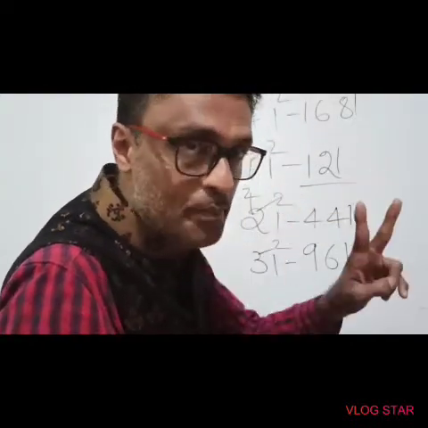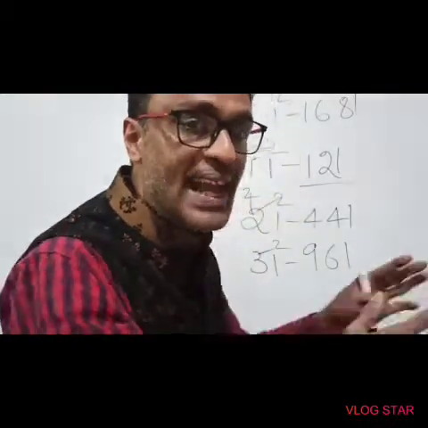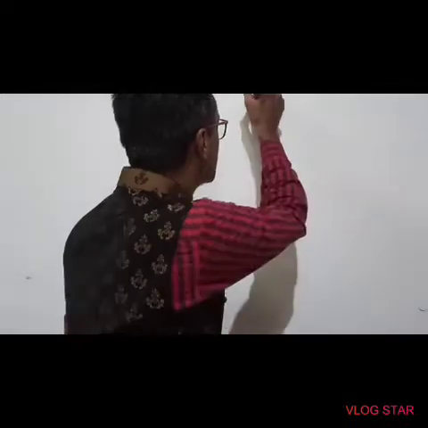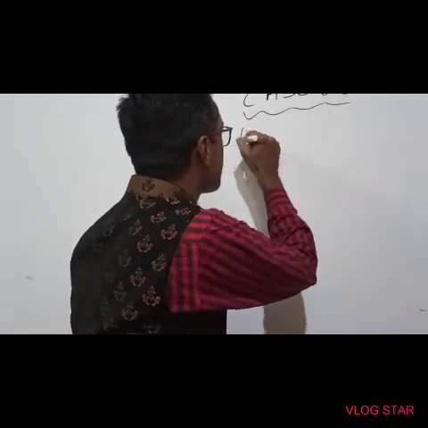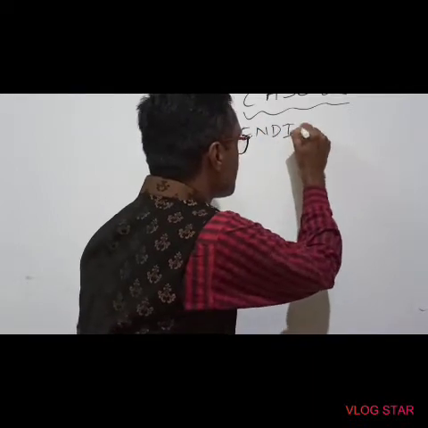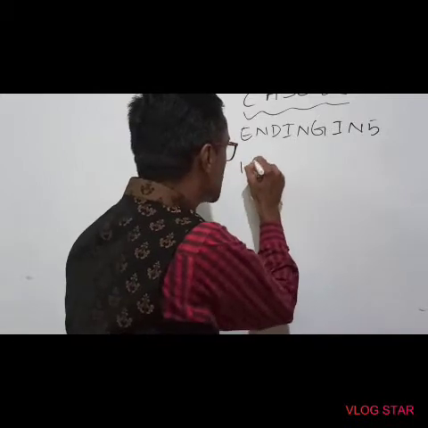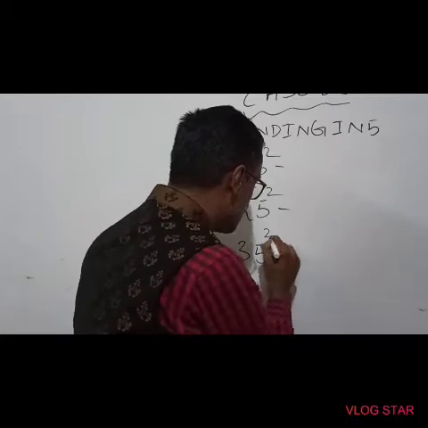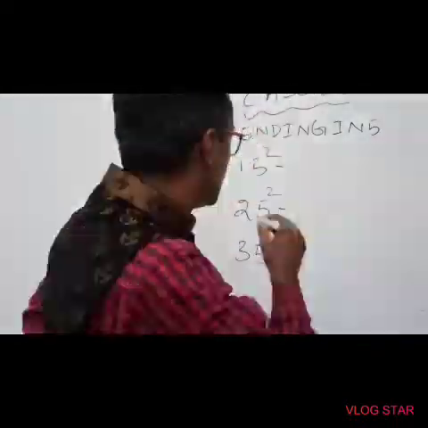Okay, case 2. What happens to finding the squares of numbers if it ends with 5? If it ends with 5, case 2. 15 square, 25 square, 35 square. So 45 square to 95 square, you have to do it.